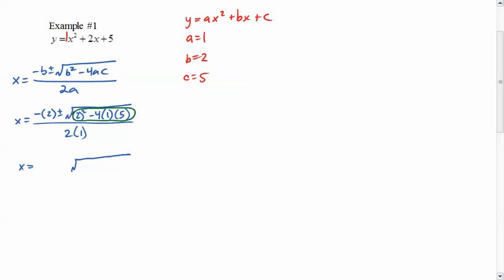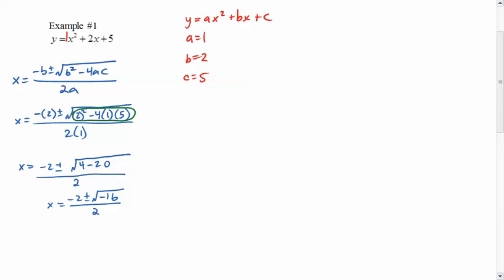I'm going to do the square root of 2 squared, which is 4, minus 4 times 1, which is 4, times 5, which is 20. And so you'll notice that here I got 4 minus 20. Now if I were to rewrite everything else, and 2 times 1 being 2, then what I would see is that I now have negative 2 plus or minus the square root of negative 16.